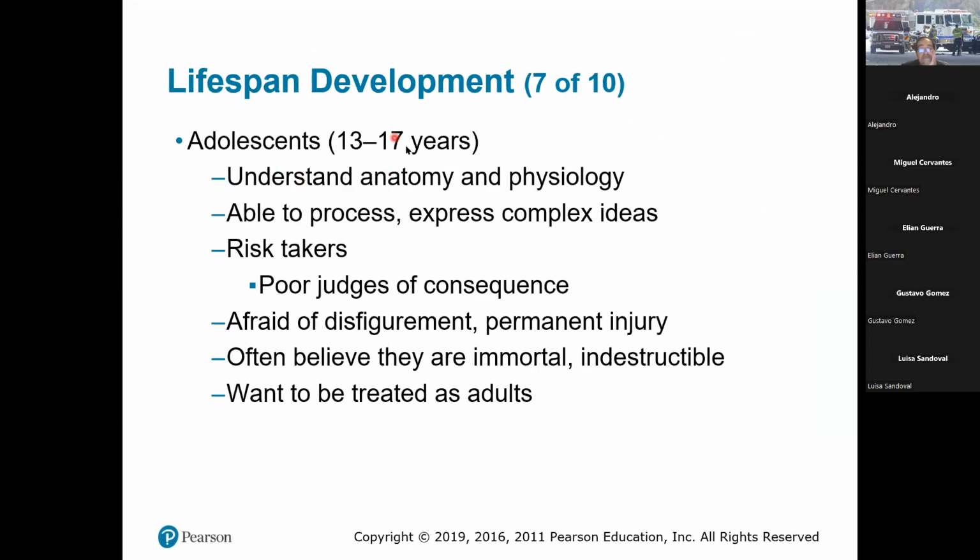Adolescents, 13 to 17 years of age, they understand anatomy and physiology, are able to process and express complex ideas, are risk takers, poor judges of consequences, afraid of disfigurement and permanent injury, and often believe they are immortal. Kids at that age believe that nothing can hurt them. They also believe that they're indestructible, and they want to be treated as adults.